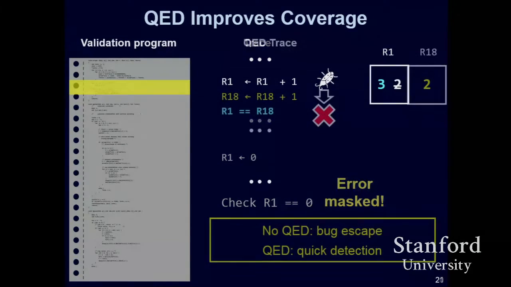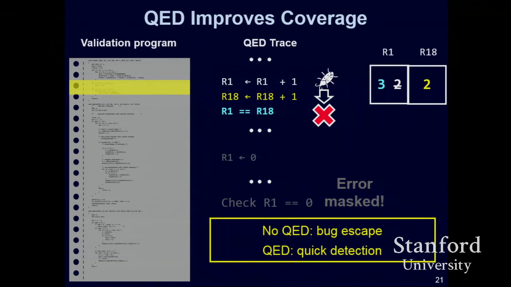Now, let's take our previous example that we were talking about before. When you run R1 equals R1 plus 1 and then R18 equals R18 plus 1 and you do the check, you detect the bug, although the bug would be masked later on. And as a result, with no QED, you would have a bug escape. But with QED, you will have a very quick detection of the bug.